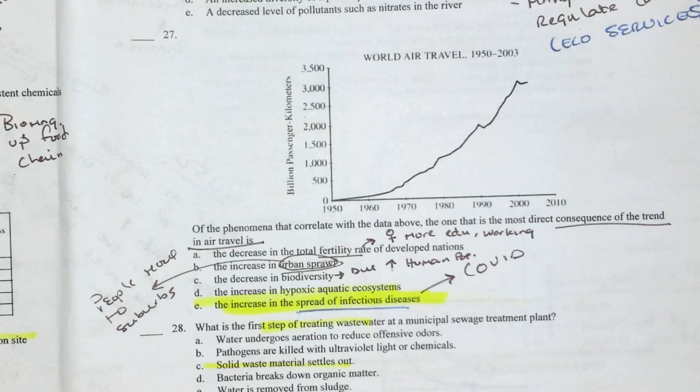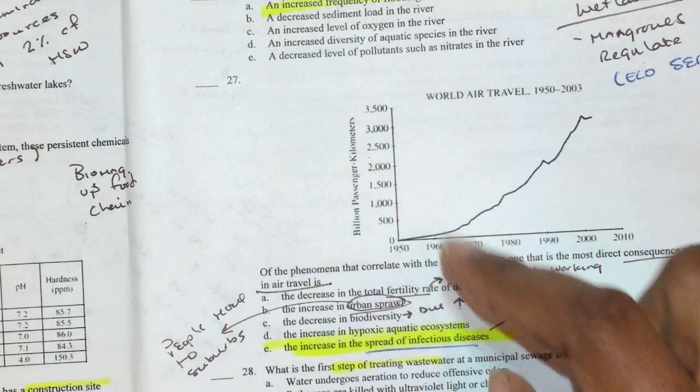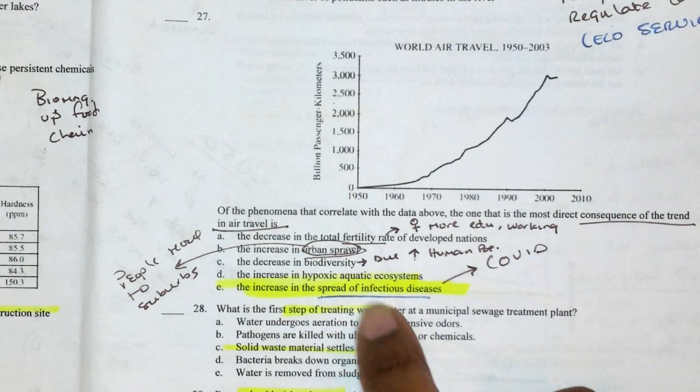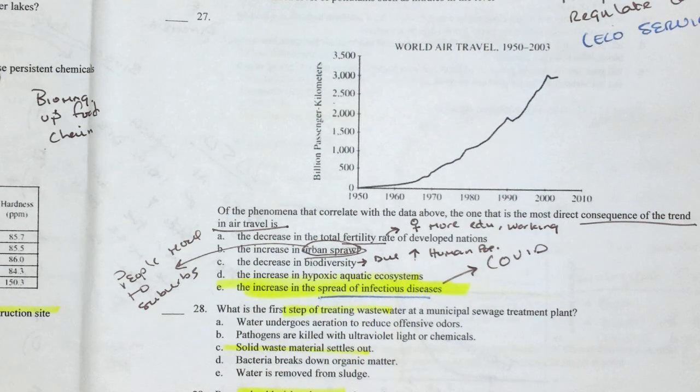Of the phenomena that correlate with the data above, the one that's most likely to be the direct consequence of the trend in air travel, so there's more air travel over time, is going to be more spread of disease. You are closer to people, you're meeting different people, so disease is easier to spread.